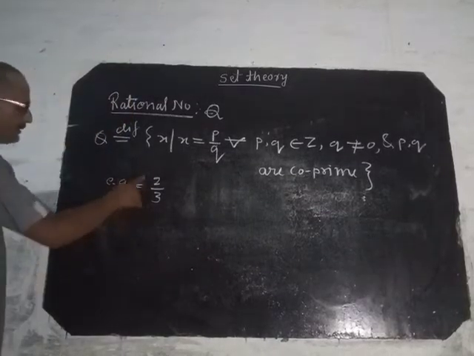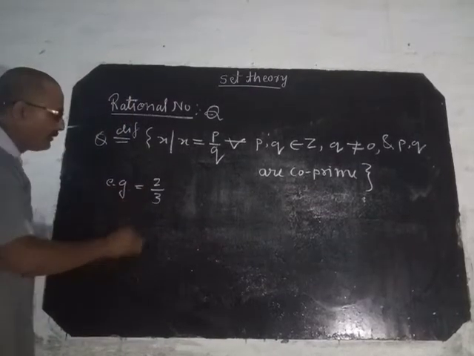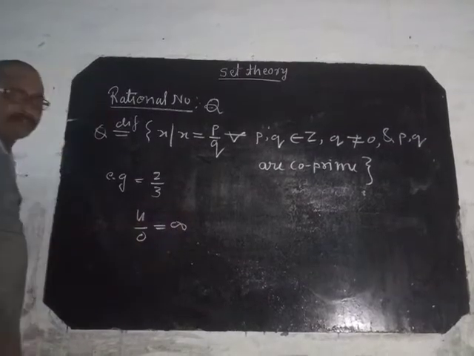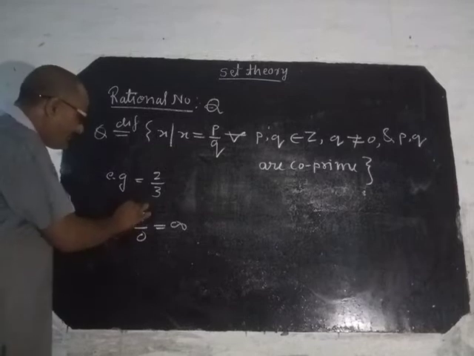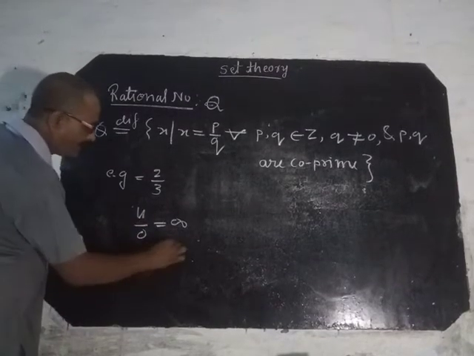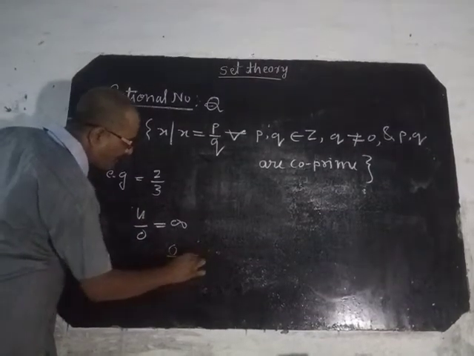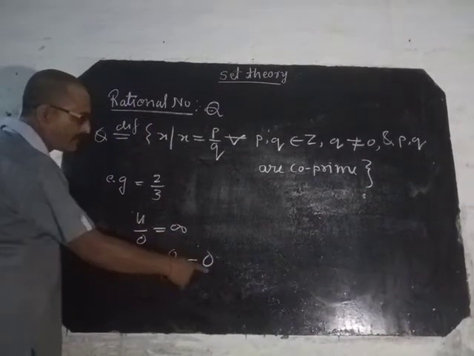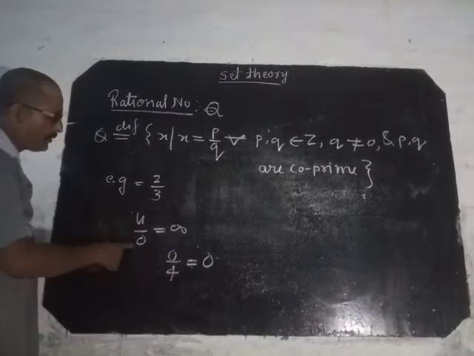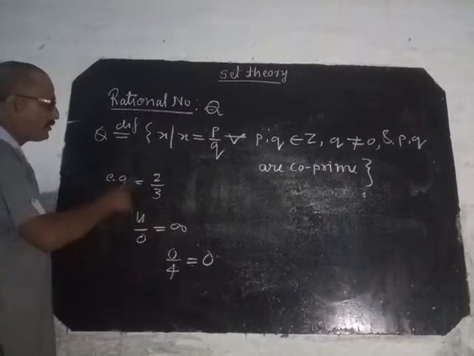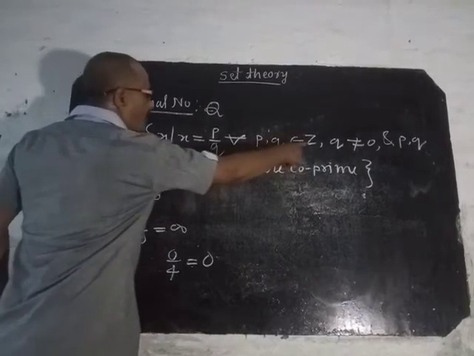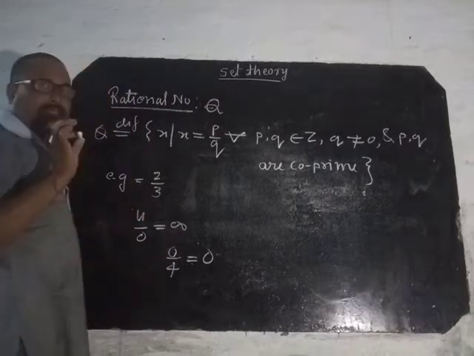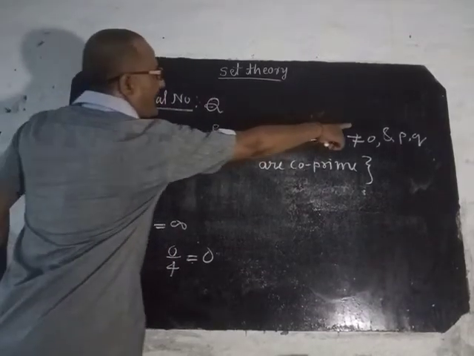It means if the denominator of any fraction is 0, suppose 4 by 0, it is not defined. You already know that this division is not possible, whereas 0 by 4 is equal to 0. But 4 by 0 is not defined. So I have written p and q belong to integers and q not equal to 0. That is clear.